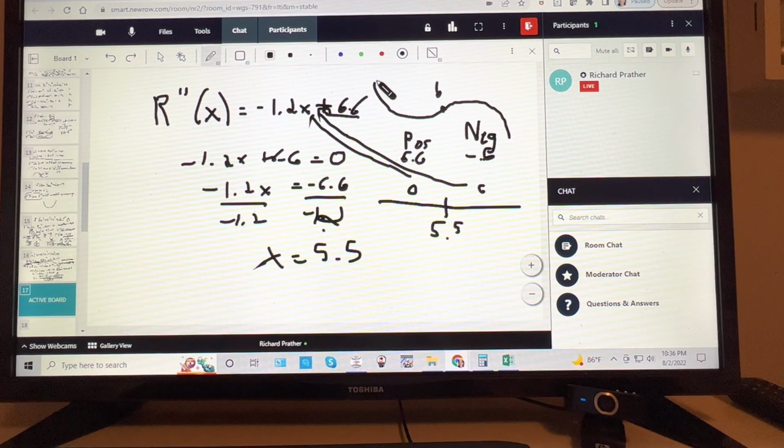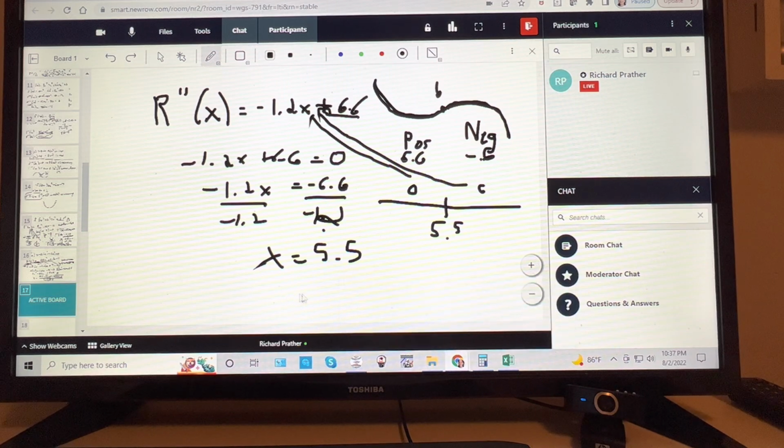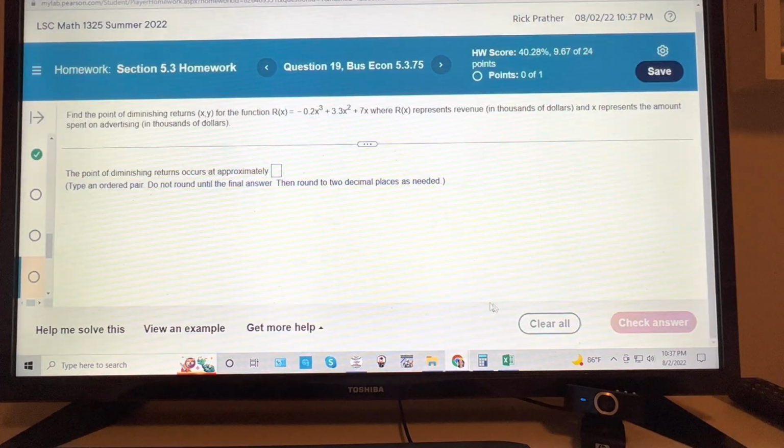So the company's profits are increasing by spending more, but then if they keep spending more, now they don't increase as fast. It can still be taking money in, but you're not taking in a maximum amount of money. So at x equals 5.5, that is a point of diminishing returns. Now the fact that it's a point of diminishing returns means they might want me to find the y value of it.